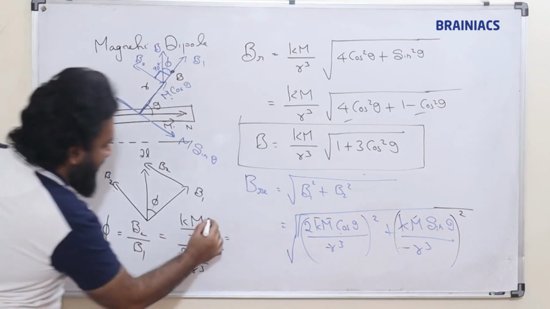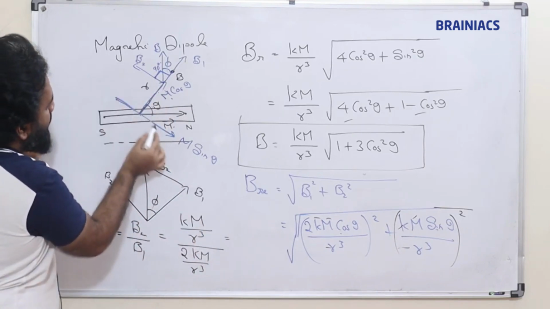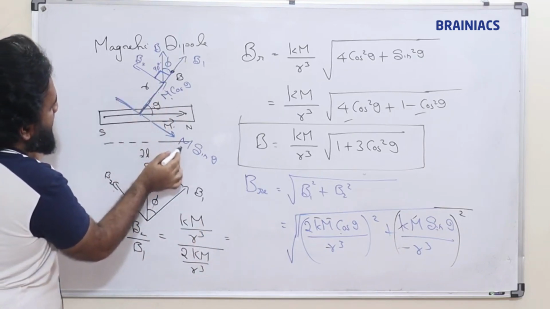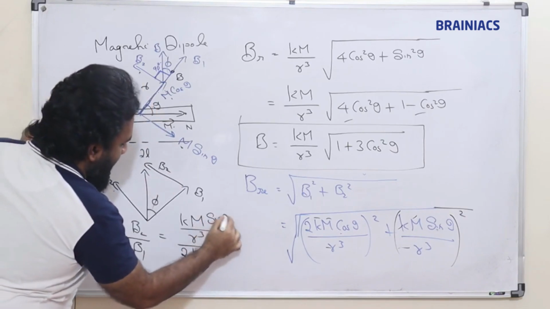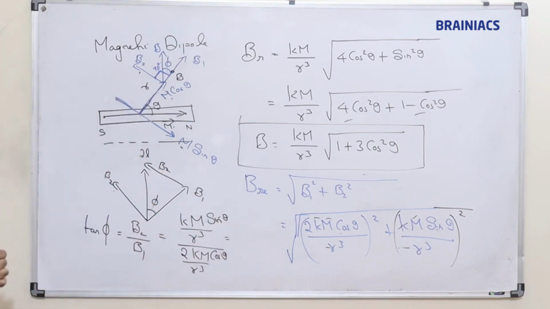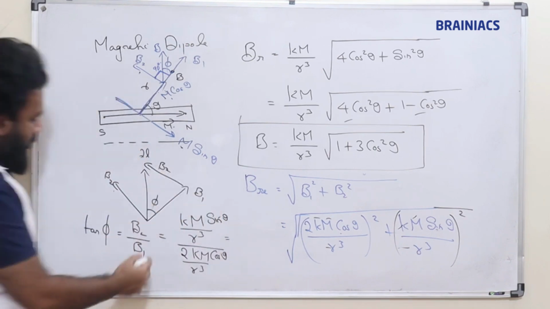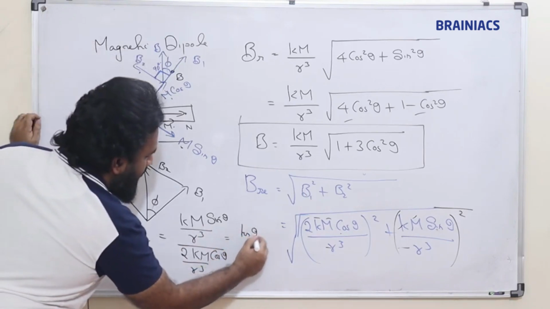Okay, so we will be getting tan phi is equal to what? I'm sorry, here cos theta is there. Km, this one is what? Sin theta, yeah, and this is cos theta. Correct or what? Yes. So this is going to be what? This is tan theta by 2.